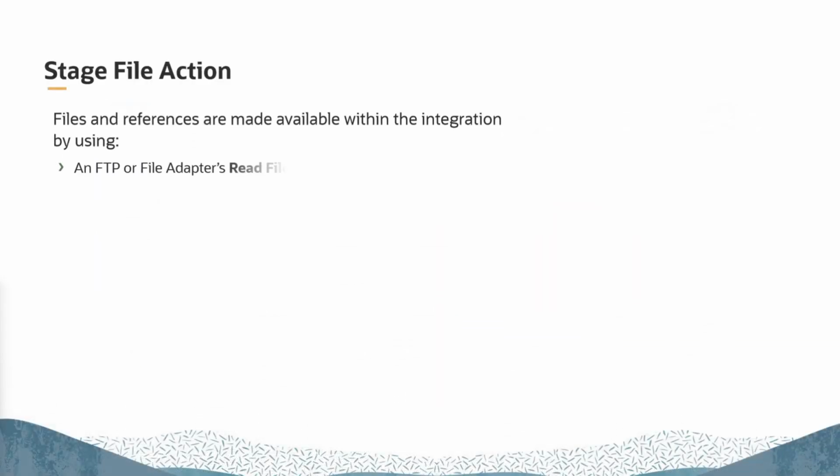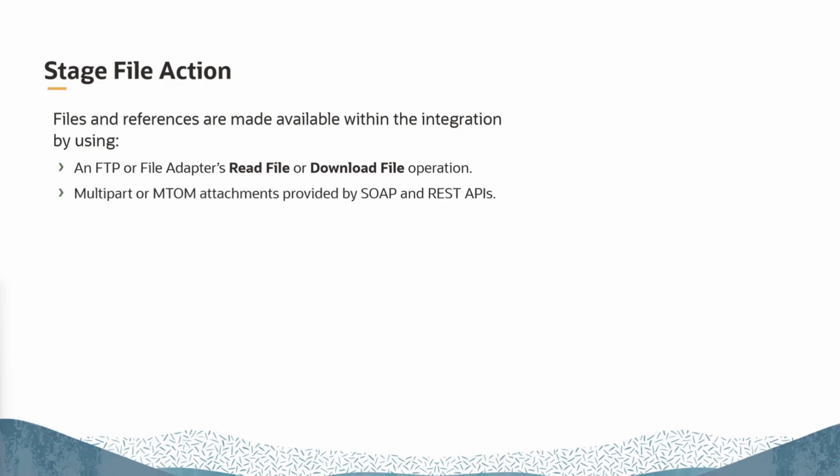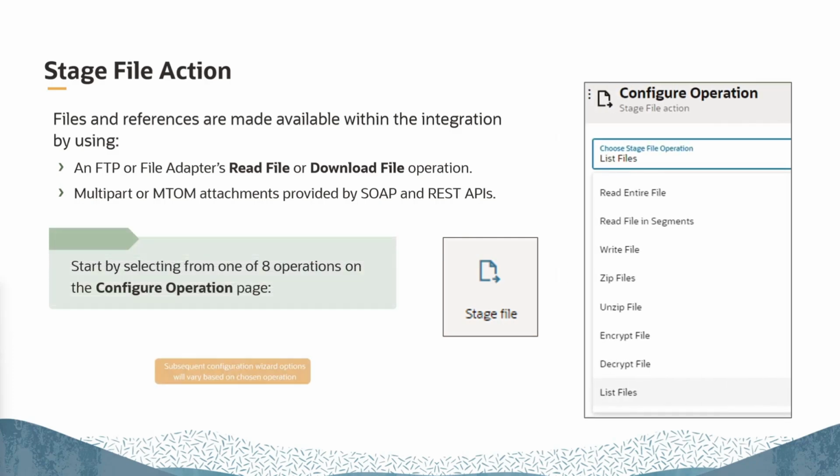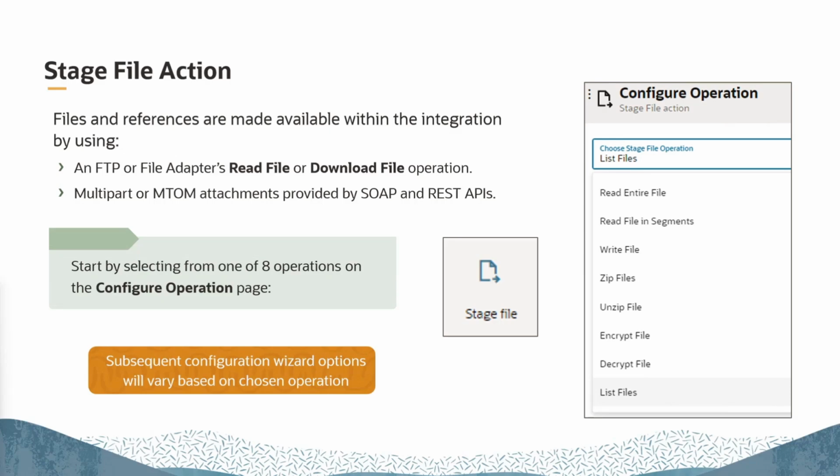While you will most often retrieve files or file references from an FTP server or remote file system, you can also work with any file attachments or embedded content responses from SOAP or REST web services. So once you add the stage file action to your integration flow, the first thing you do is to select the operation. Then you'll be presented with the configuration options for that operation. Bottom line, the stage file action is similar in functionality to adapters.